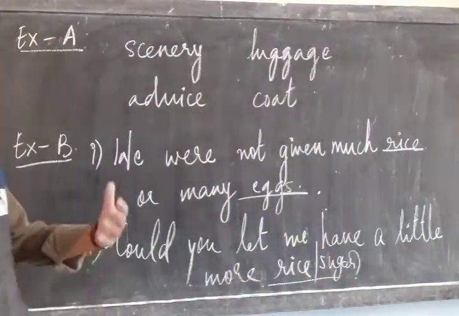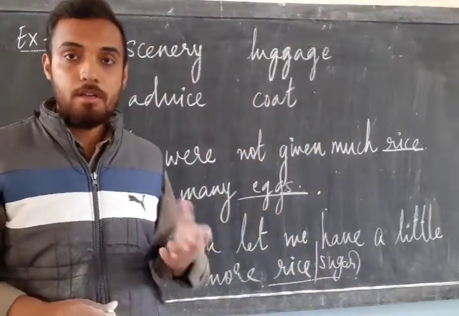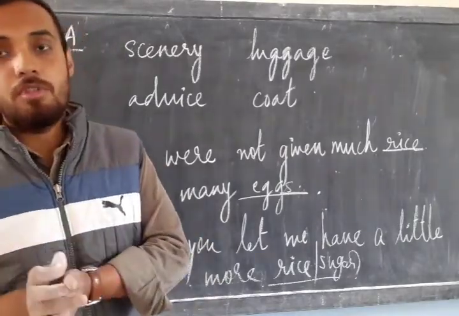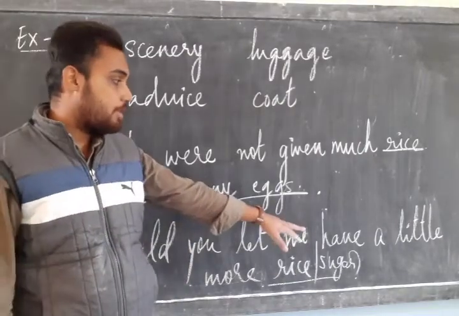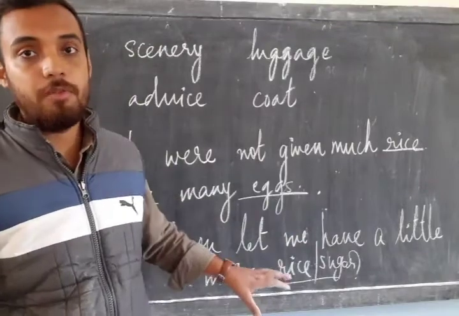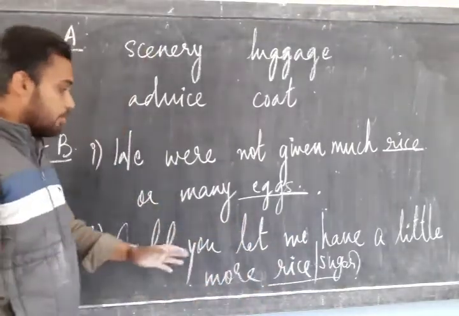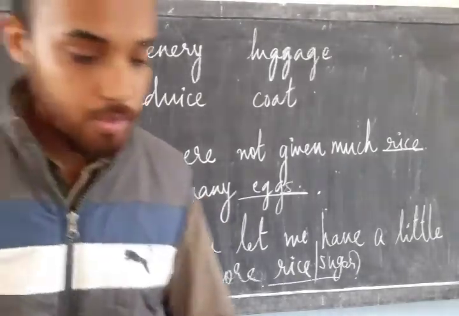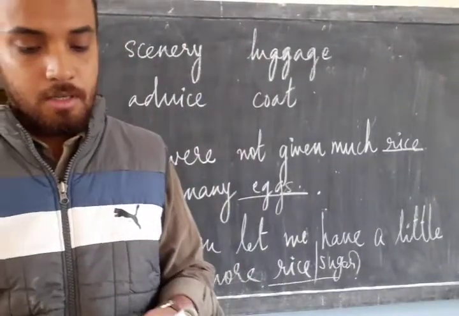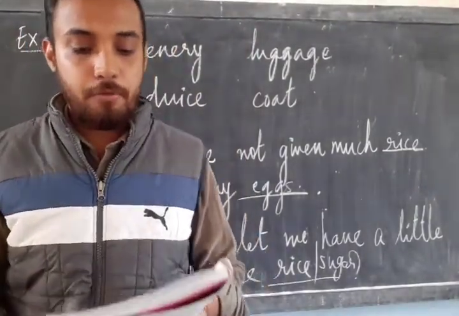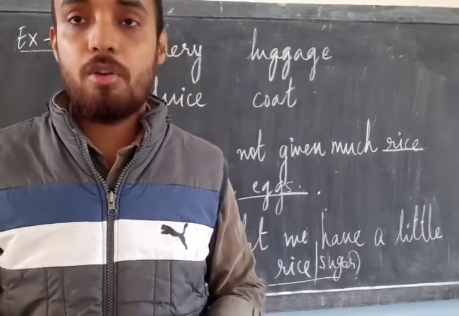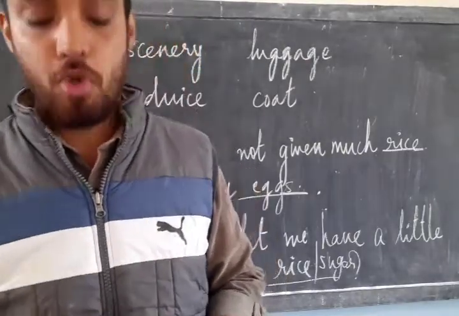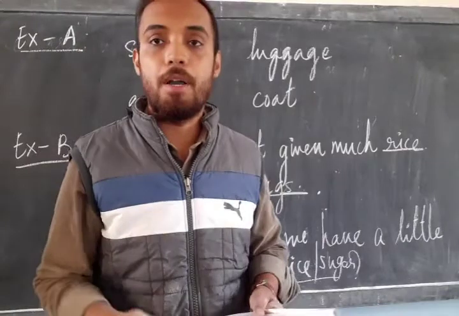A little more means we never use a or an before uncountable nouns, and here we have been given a little more, so we have to mention an uncountable noun. So: could you let me have a little more rice? Another example in your book: in the box were a few chocolates and a lot of pies.